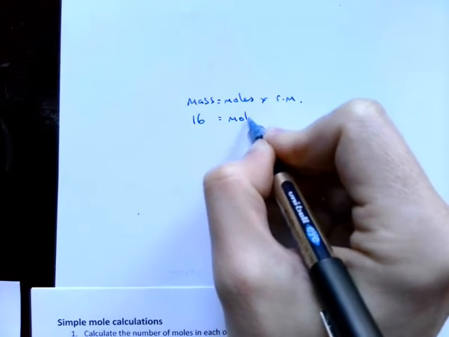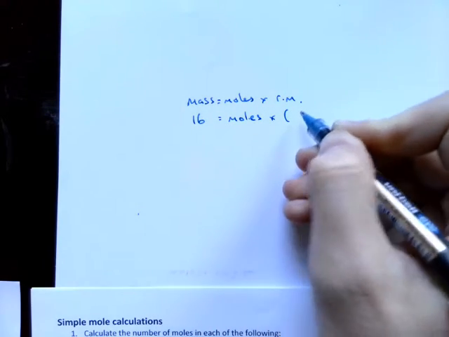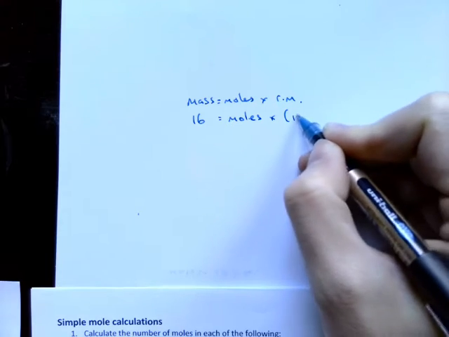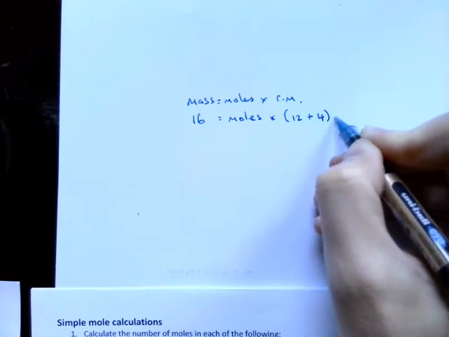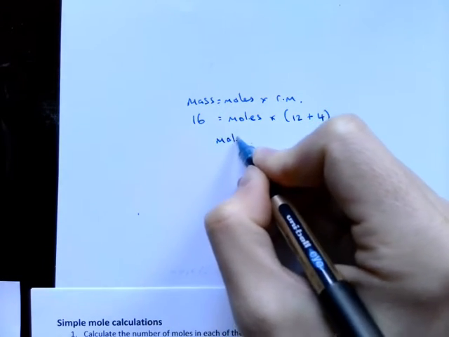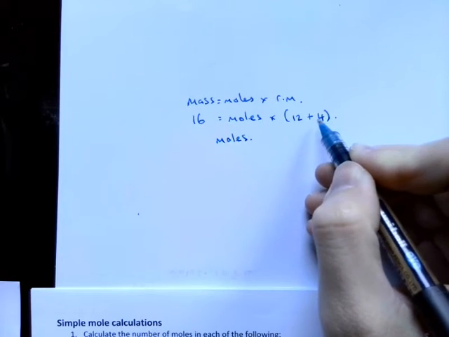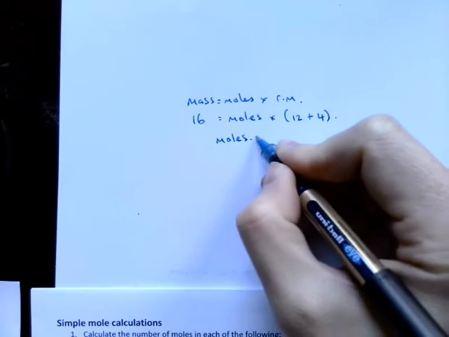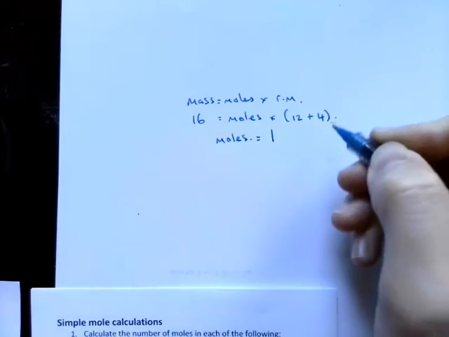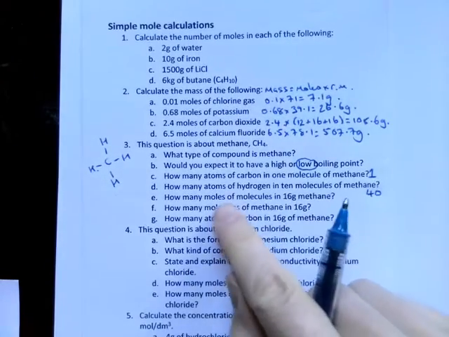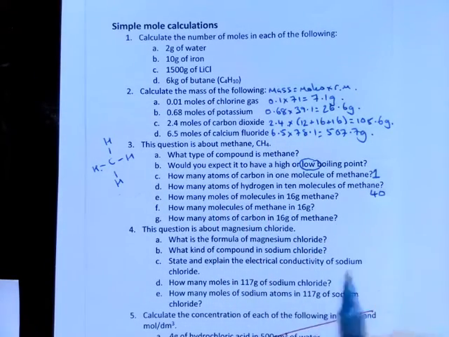We want to find the number of moles, and it's the relative mass of methane, which is going to be 12 plus 4 hydrogens, so that's 4. So the number of moles, well, 12 plus 4 is 16. So I divide both sides by 16 and I get 1. So there is 1 mole of molecules in 16 grams of methane.